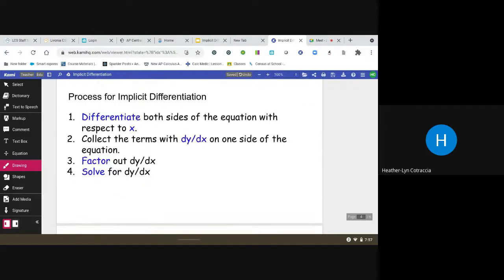Okay, here are your steps. So take a moment, write these down. First step is to just go ahead and start differentiating both sides of the equation with respect to x. And this is the part where if you take the derivative of anything else, so if you take the derivative of y, you need to tack on a dy/dx. Okay? Collect the terms with dy/dx on one side, factor out a dy/dx, and then solve.